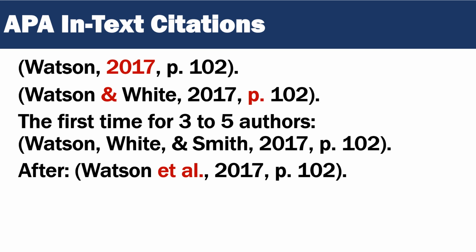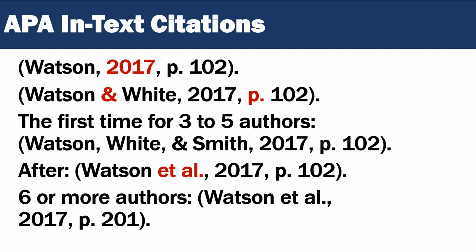After the first time, you will put the first author listed, followed by the Latin phrase "et al.," meaning and everyone else. For example, (Watson et al., 2017, p. 102). If you have 6 or more authors, then all you need to put is the first listed author's last name, et al., year, and page number. For example, (Watson et al., 2017, p. 201).